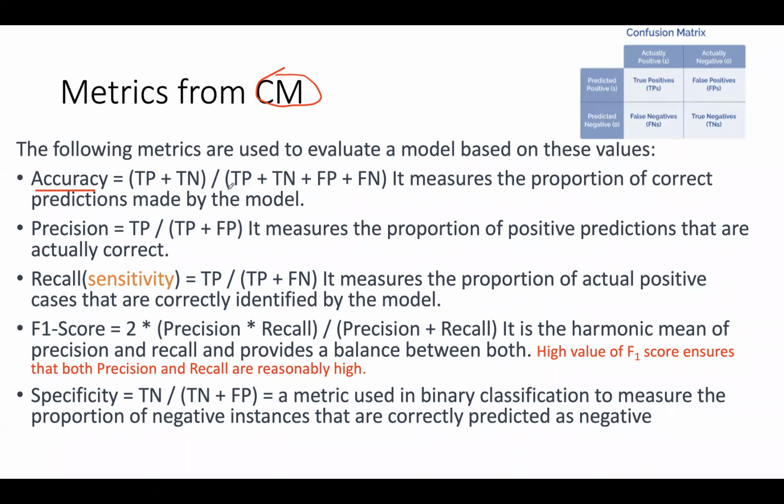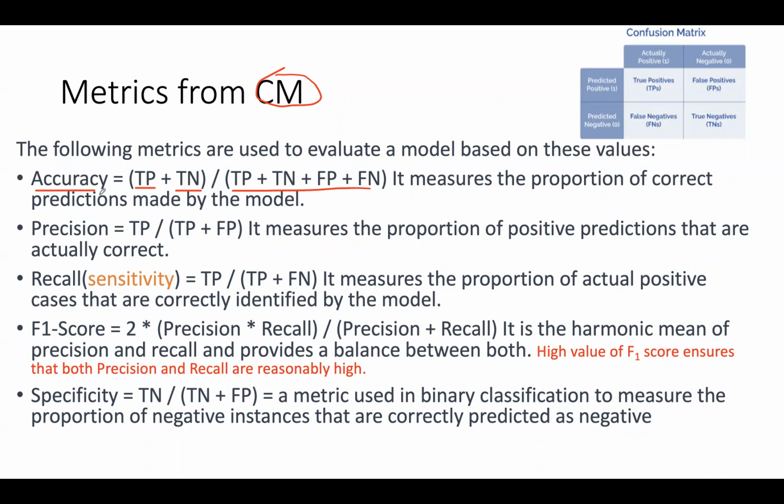If you look at it closely, you'll see it's just the proportion of correct predictions. All the classes here are true positive, all the classes here are true negative, and we divide this by the total number of predictions, the total in this confusion matrix.